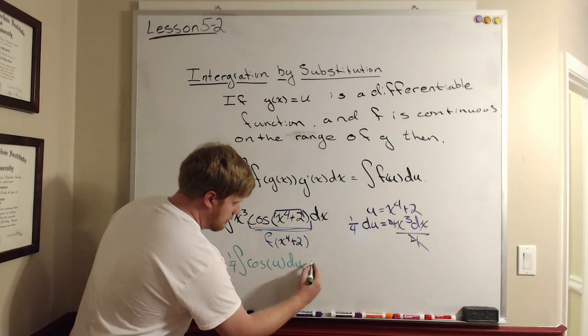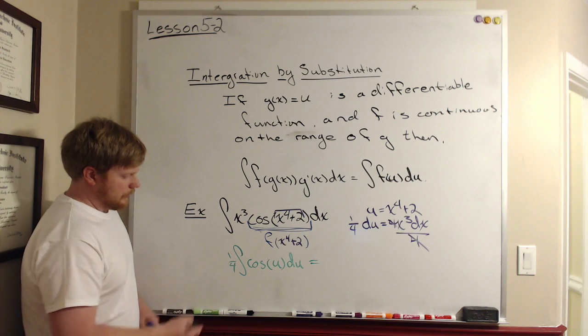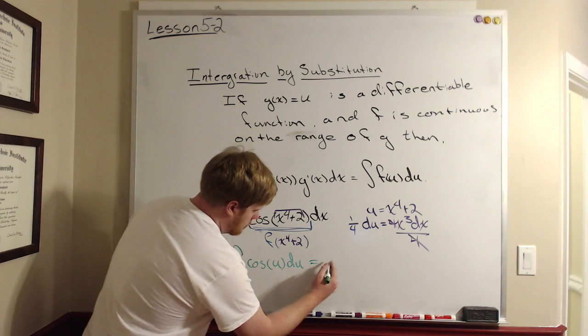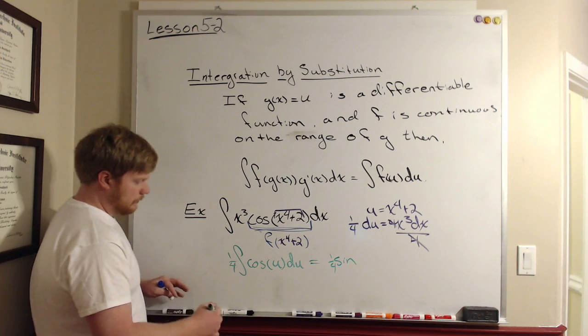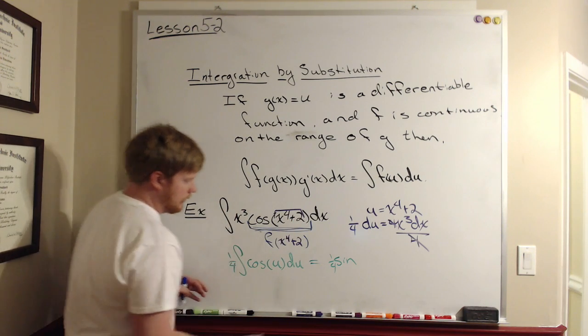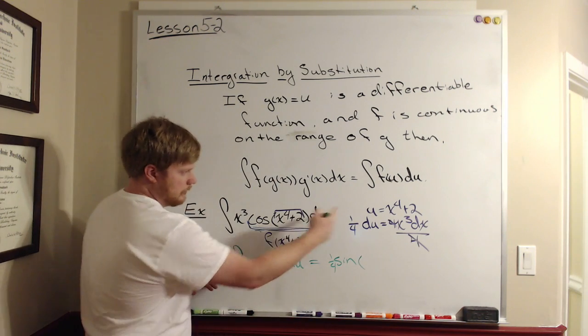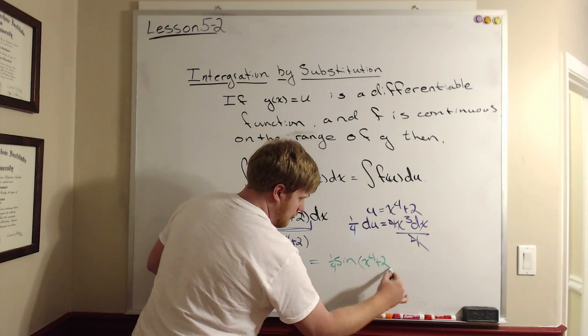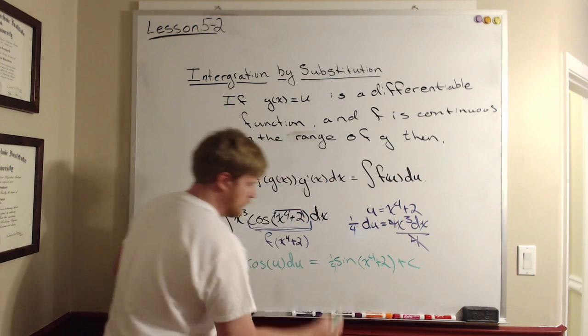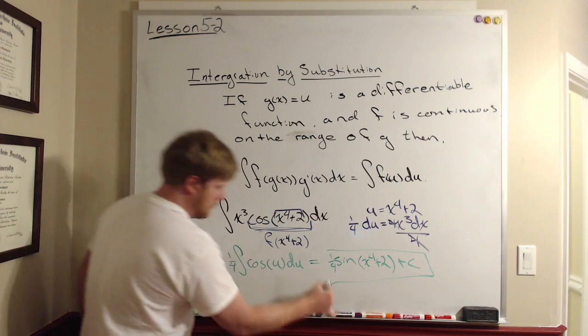Now, this is much easier to integrate because the integral of cosine is, of course, sine. So we get 1/4 sine, and u was x to the 4th plus 2. Don't forget your constant of integration, plus c there.